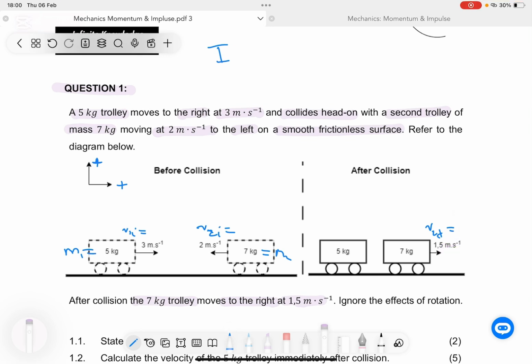Now I have to also mention that this 2 here has to be a negative 2 meters per second, because it's a vector that goes in the negative direction. Because here now it has changed direction, it's going to the positive direction. The last part of the question says, ignore the effects of rotation. Now, of course, you have to note that as the object moves, the wheels will be rotating here. They say we should ignore those effects.